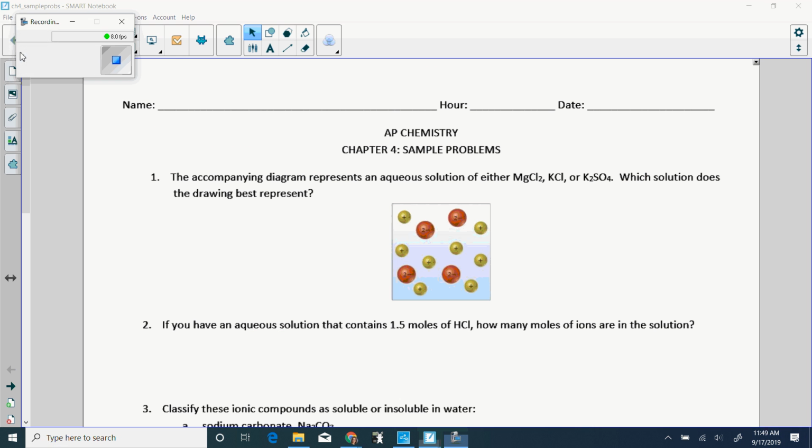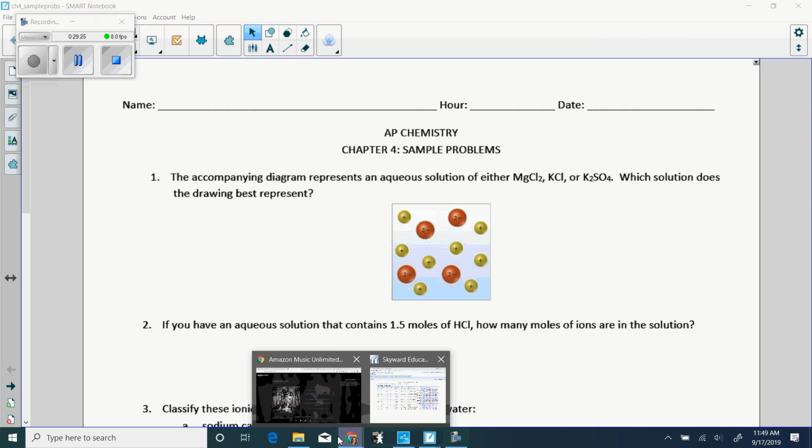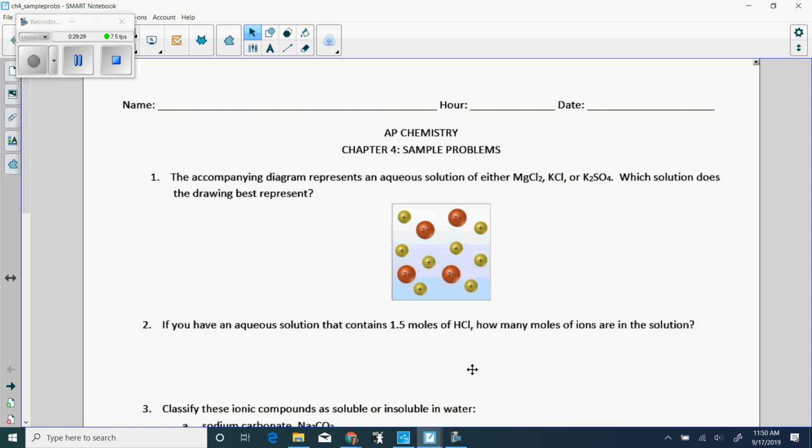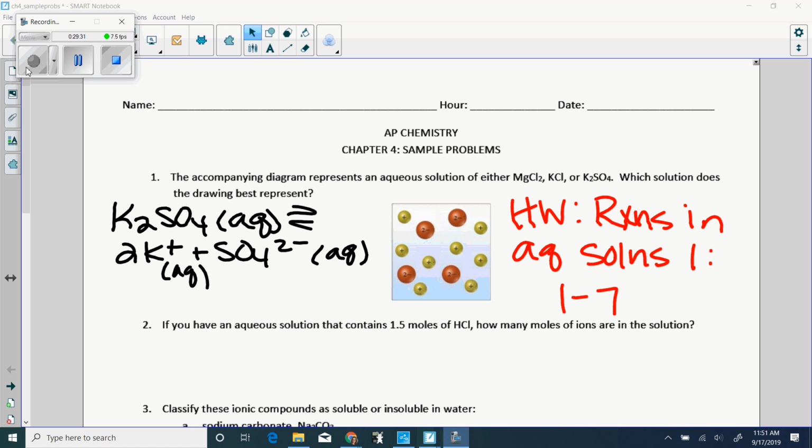Okay, number 1. The accompanying diagram represents an aqueous solution. It's either going to be magnesium chloride, potassium chloride, or potassium sulfate. With your battle buddy, do sample problem 1 and write the equation. Figure it out and write the equation. Ready, go. Record. It has to be potassium sulfate because there's twice as many potassiums as there are sulfates.